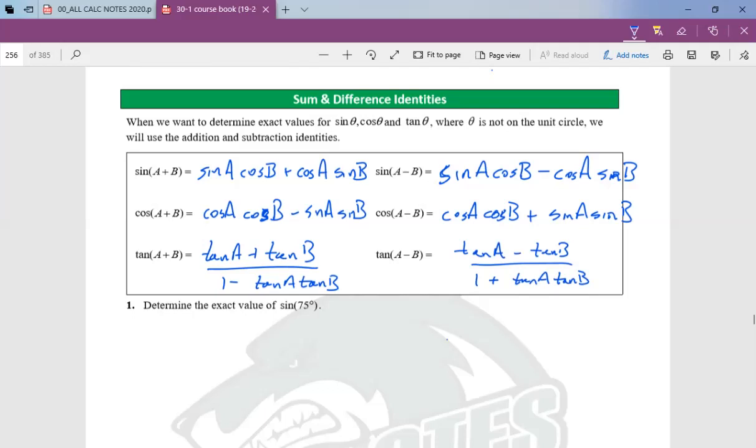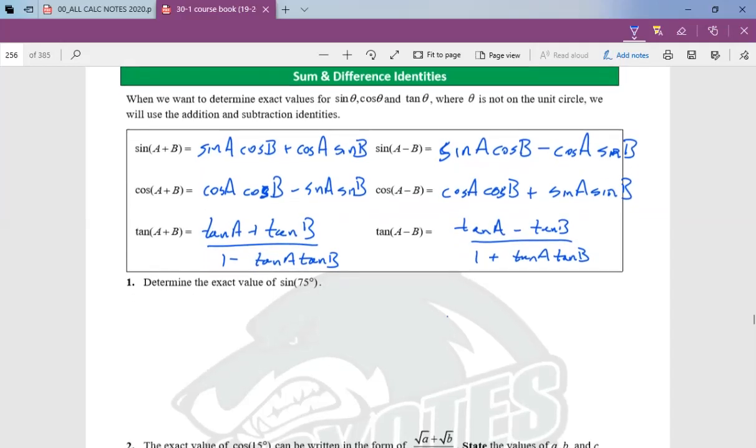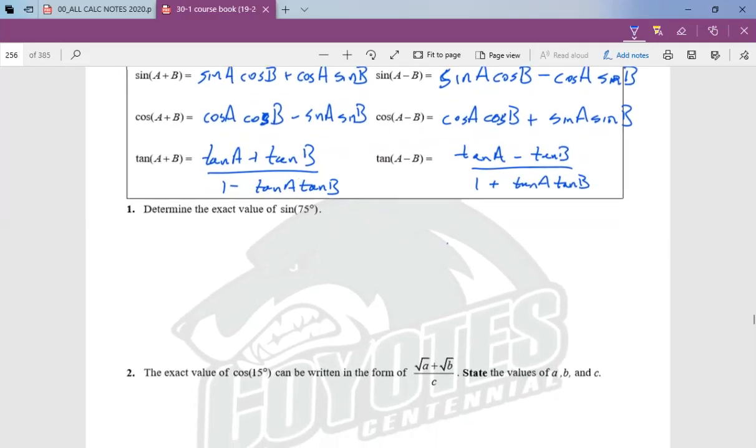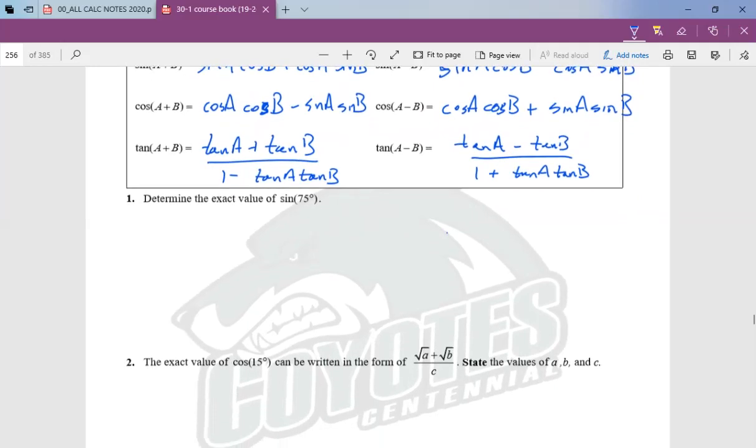We're going to use these as we get deeper into this. We will be using these as a tool to prove other trig identities. So to start us off, we are going to start slowly, with something like sine 75. We have to think of 75 degrees as either a sum or a difference of two angles that we know on our unit circle.